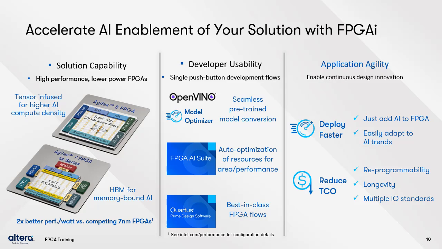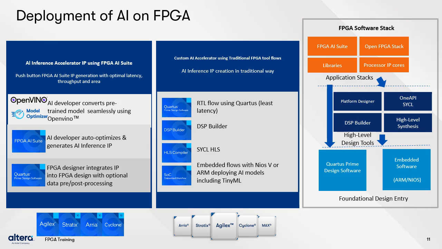FPGA AI Suite provides push-button conversion of your pre-trained model to AI inference accelerator IP. As your AI needs start to evolve, consider adding AI to your designs in the FPGA, thus helping reduce development costs and fast time to market. FPGA AI Suite is the fastest, quickest way to convert an AI model to AI accelerator IP and deploy them on Altera FPGAs with optimal latency and performance.